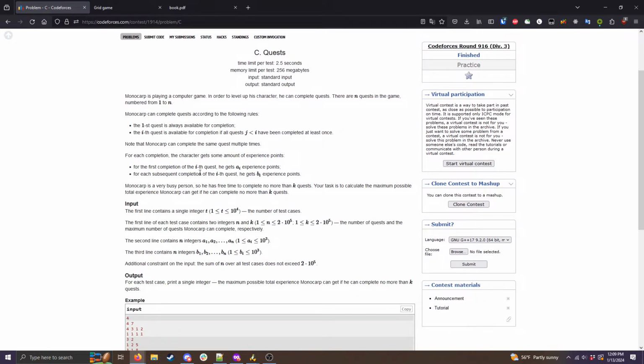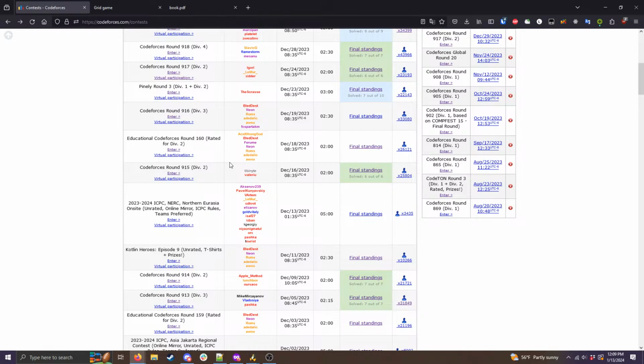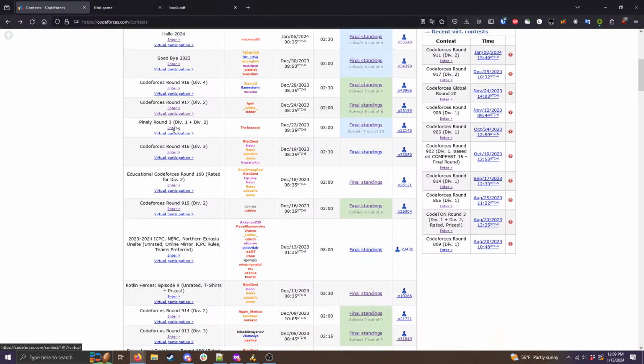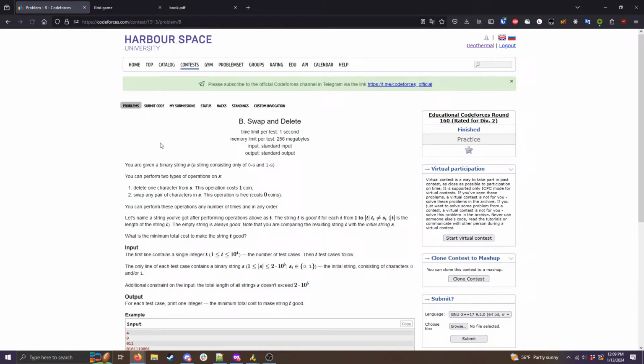All right. So we have a computer game. We're trying to level them up to complete quests. We have n quests numbered 1 to n. Wait, hold on. I feel like I've seen this problem. Maybe I read through this already. Yeah, I guess I didn't submit it, but I think I've seen this problem already. Maybe I'll try and find one that I haven't seen before. I don't think I've looked through the early problems for this educational round. Maybe I have, actually. Okay, maybe I'll do this one.